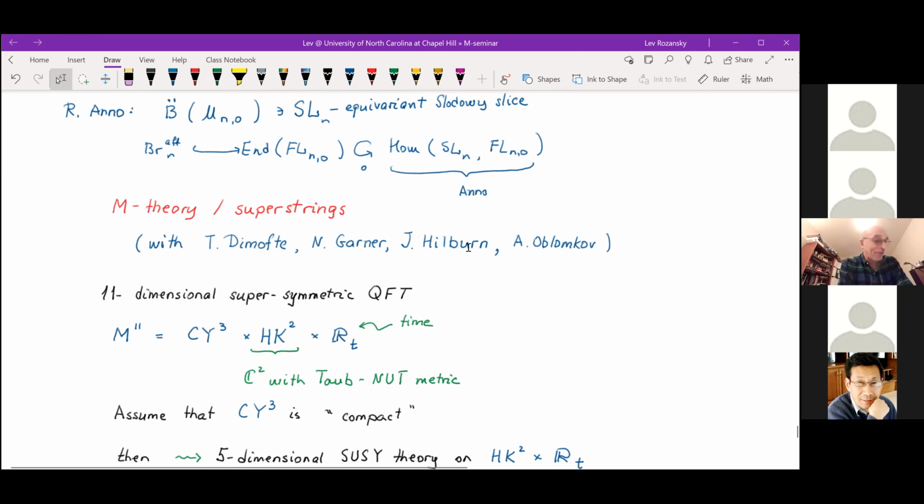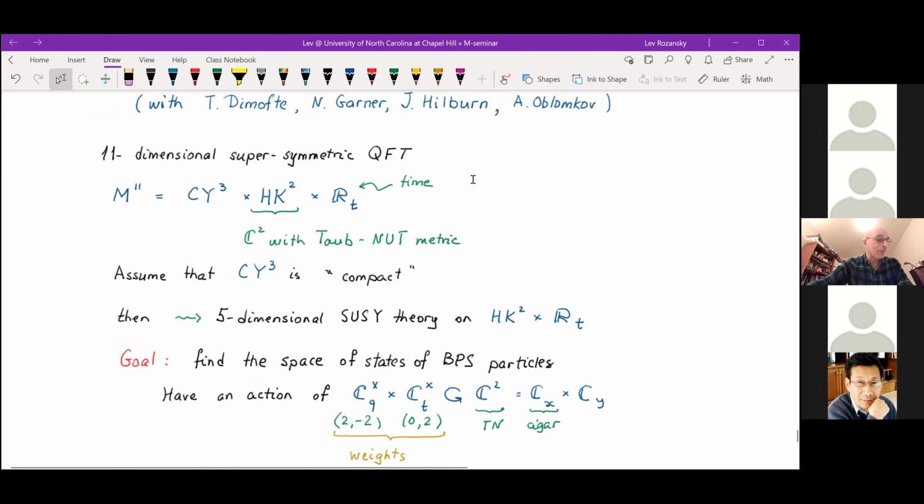So from the physics perspective, you have to consider M-theory, which is a supersymmetric 11-dimensional QFT. And you choose your 11-dimensional space-time as a Calabi-Yau of real dimension 6, a hyperkähler variety of real dimension 4, and the 11th dimension, let's call it time, will be simply R. And our choice for hyperkähler is C2 with the Taub-NUT metric.